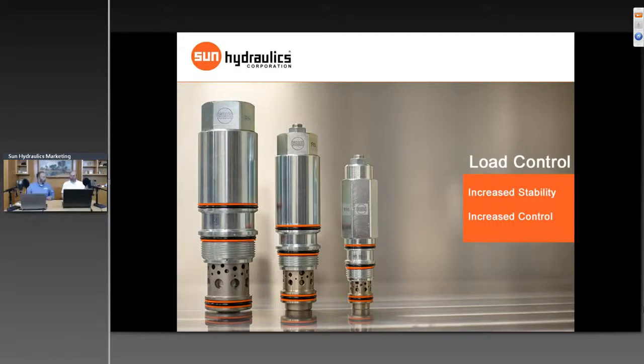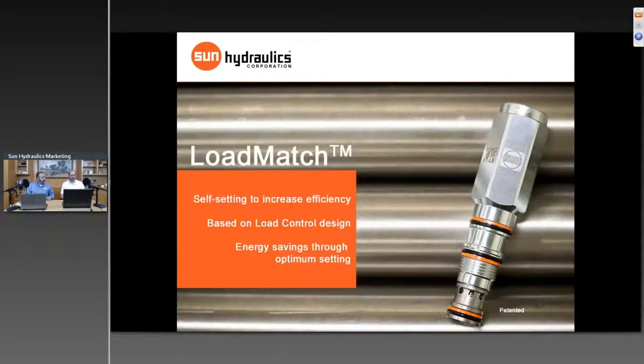Sure. The first one is the load match valves. This is the first energy efficient type of counterbalance valve we really tried to develop. We started working on these about 5 years ago. And they're based primarily off of the load control valves that we just discussed. So you're still going to get the benefits that we talked about there, improved modulating, which means better stability and improved control over a wide variety of applications. So it's generally a pretty broad solution to many problems.